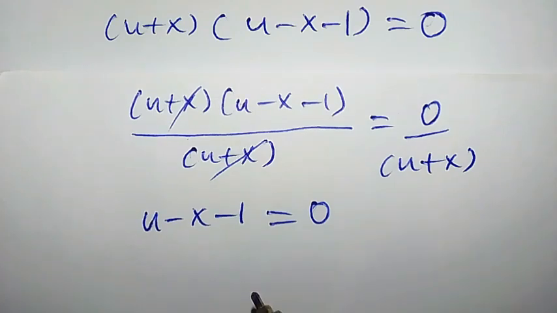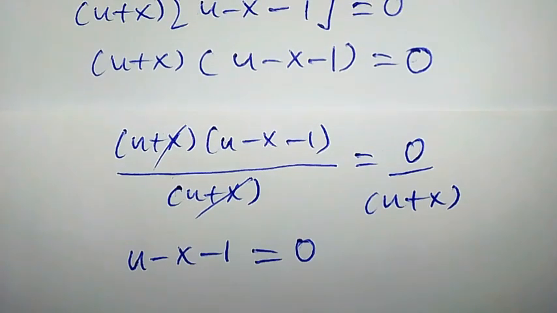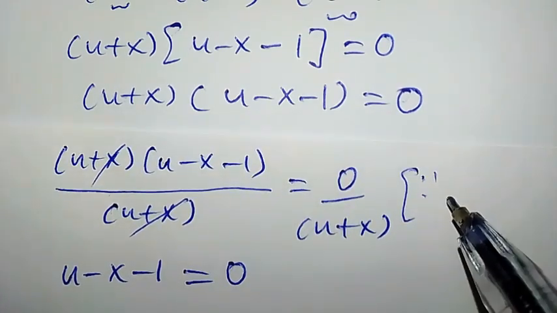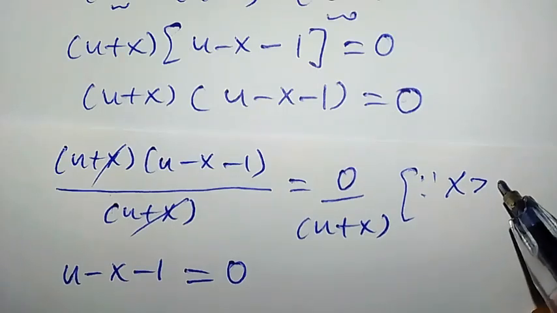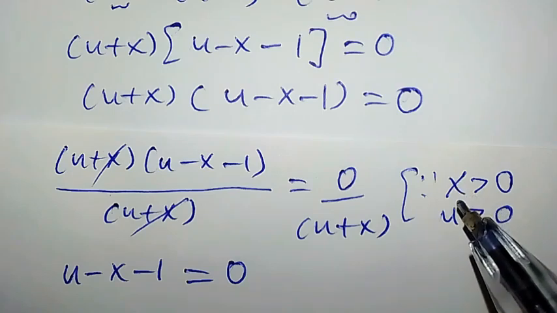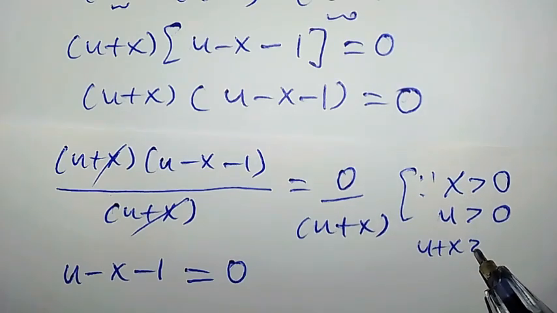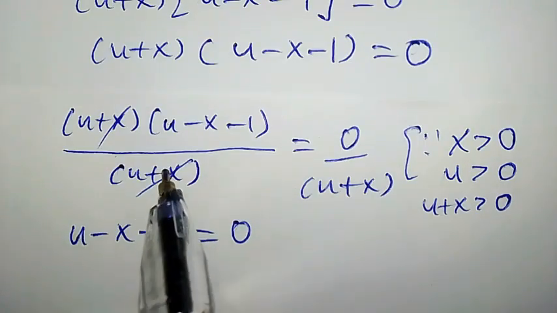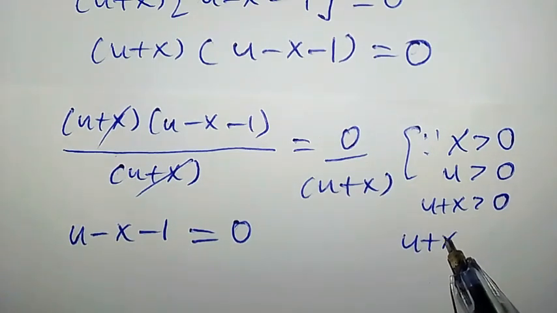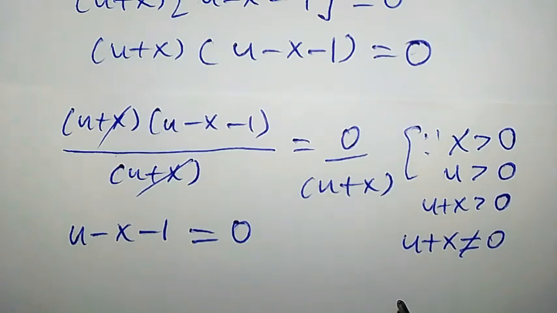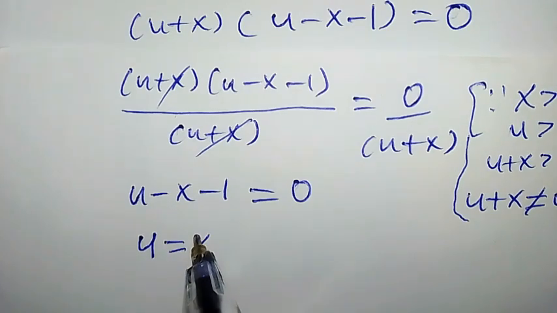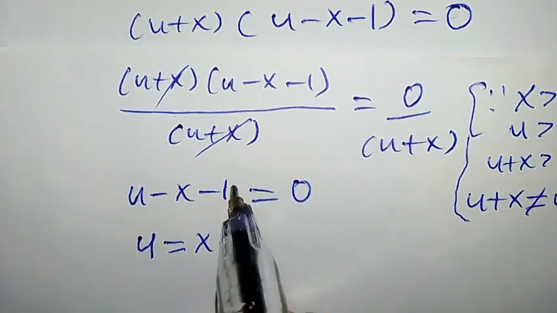Before we continue, one may ask that, how is that possible? The reason is that from our condition, since we assume that x is greater than 0 and also u is greater than 0, that means the addition of these two guys will be greater than 0. U plus x is greater than 0. That's how we were able to do this division to arrive at this, because u plus x cannot be equal to 0. So let's continue. u equal to x plus 1 when we transfer each of these guys to the right side.